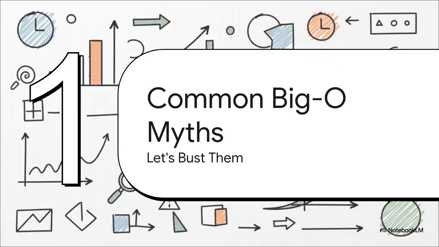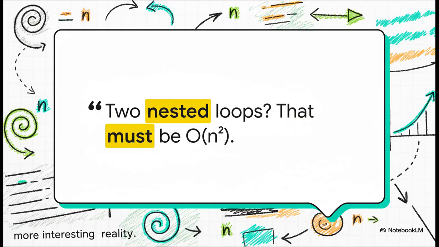All right, let's get to the fun part. Busting some of the most common myths about Big O. I promise, getting these right will put you way ahead of the curve. The classic: you see two nested loops and your brain just screams, O of n squared, right? It's like a reflex. But it's a shortcut that can hide what's really going on under the hood.